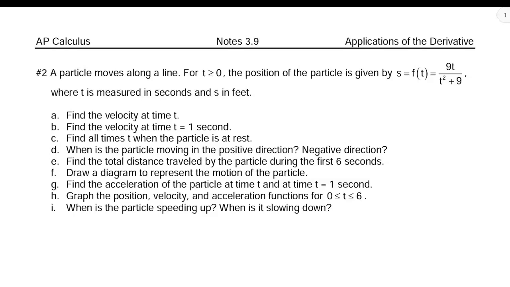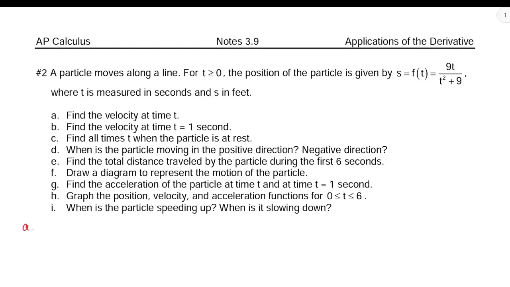3.9 is about applications of the derivative. So we're given a multi-part question here. It's actually number 2 from the book. A particle moves along a line. For t greater than or equal to 0, the position of the particle is given by s, and t is measured in seconds, where s is measured in feet.